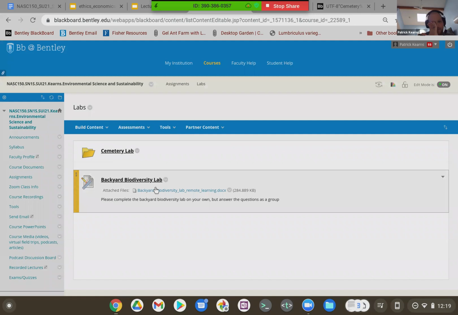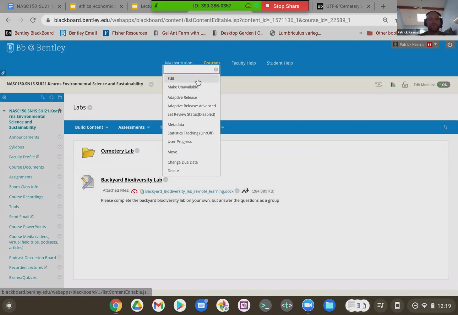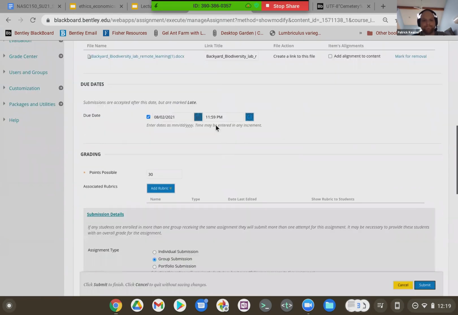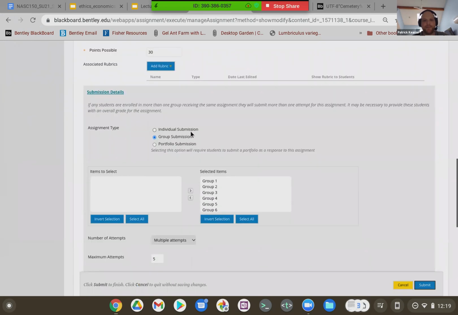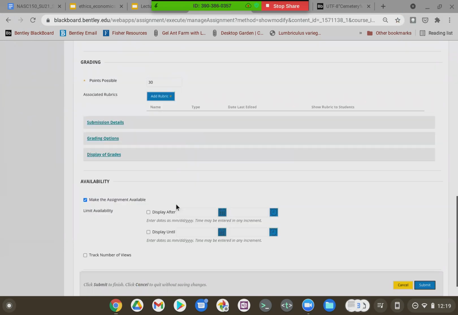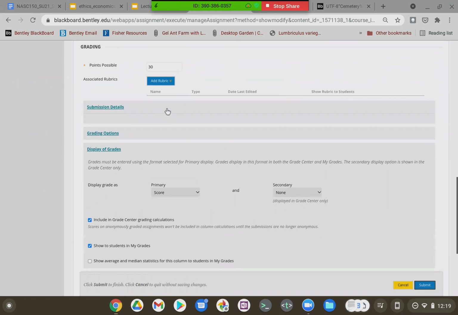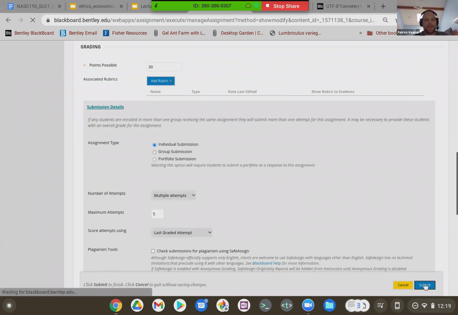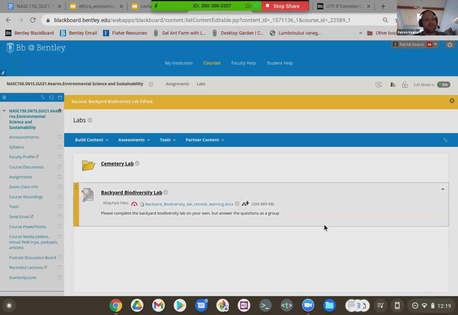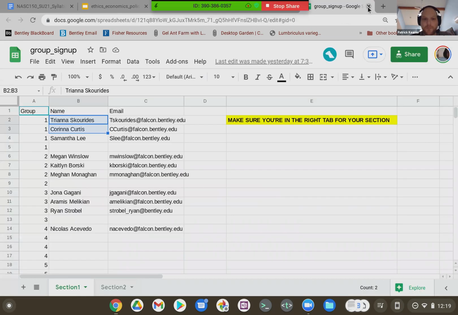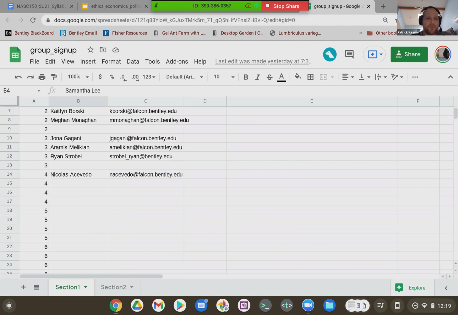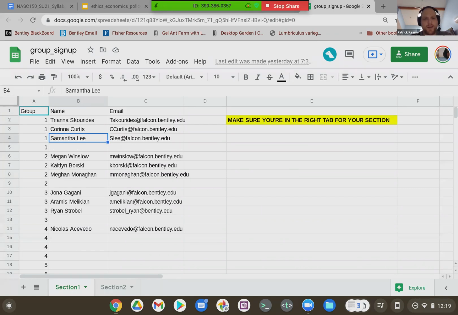Let me do the same thing for the biodiversity here. Yeah, this is what Blackboard looks like behind the scenes. It's not very exciting. I don't know if you guys have ever seen it. But it should be there for you now. And again, I recommend working as a group. If you're not going to work as a group, just let me know in the spreadsheet as well.